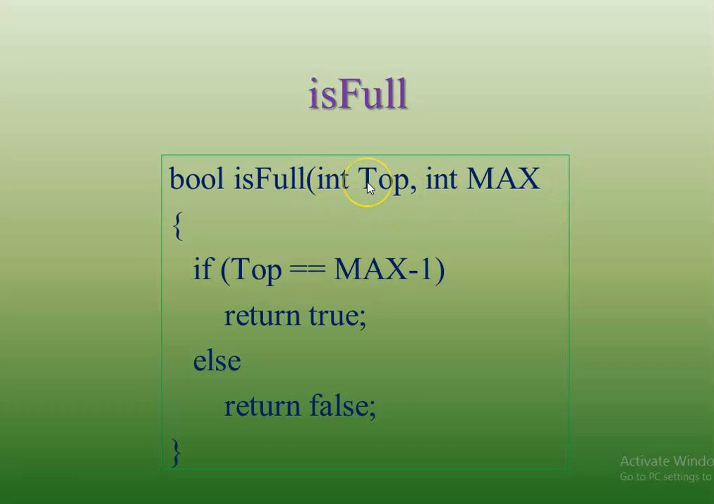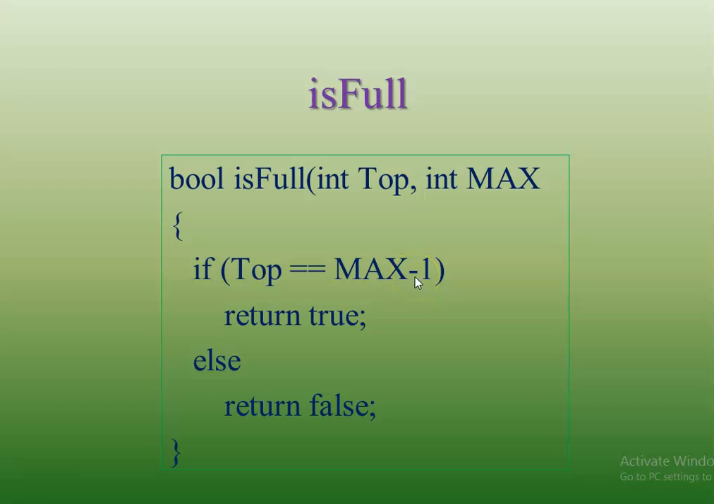The value of top will be passed in as an integer value, and the value of the size of the stack, which is the size of the array, max, will also be passed as an argument. There are two arguments for this function. One is the value of top and the other is the size of the array or stack. If top matches max - 1, that is the number of elements it can hold, minus 1.